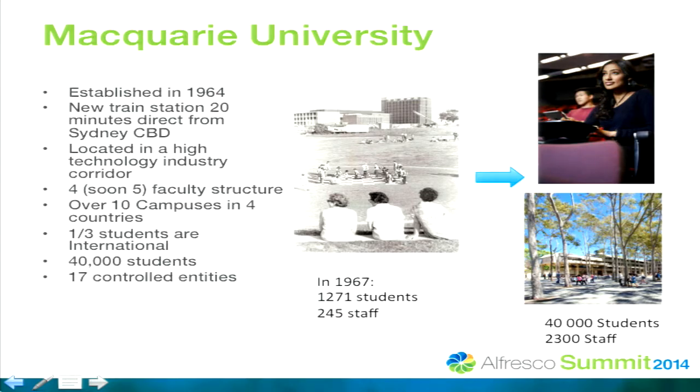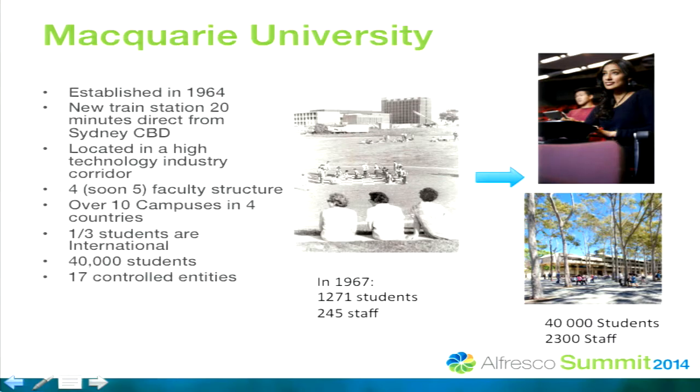We currently have a 4 faculty structure, which are Faculty of Science, Human Sciences, Arts, and also the Faculty of Business and Economics. But as of next year, we'll have a new faculty, which is the Faculty of Health and Medicine. So our new VC is very focused towards the direction of health and medicine. We have 10 campuses in 4 countries, and a third of our students are international students. Currently, we have approximately 40,000 students.